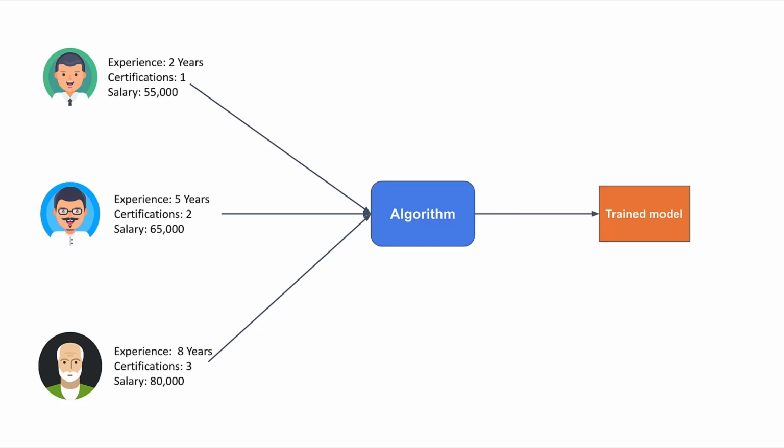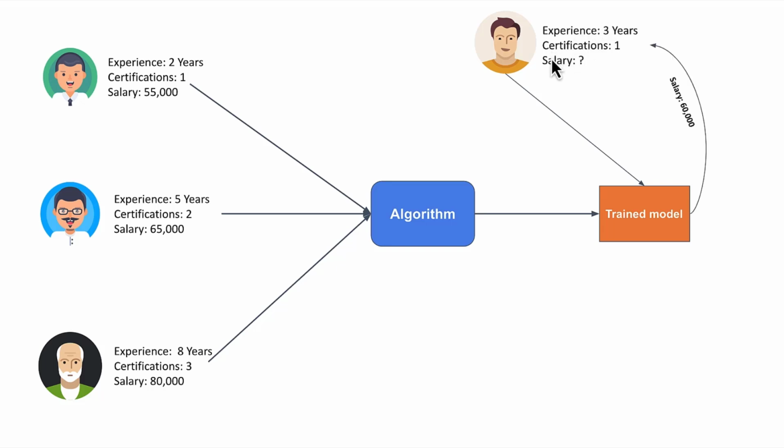Now in this trained model, there is a specific pattern using which our model can predict the salary of a person given his experience and certification. So when we pass the experience and certification for this person, our model will make a prediction for the salary.